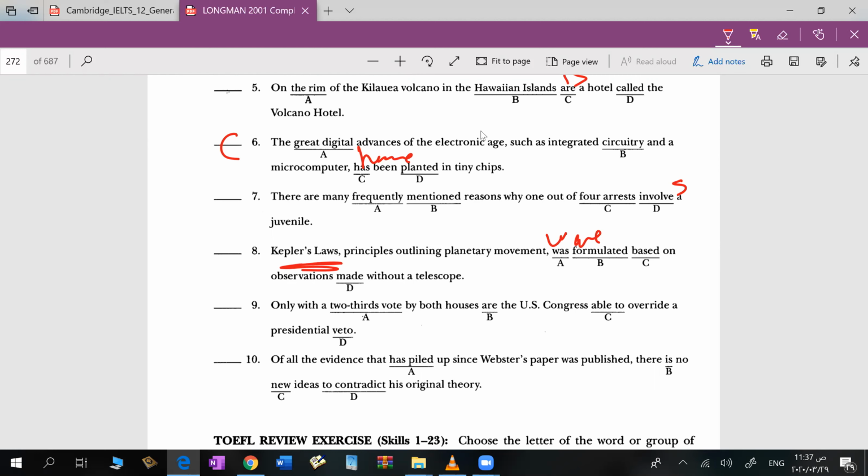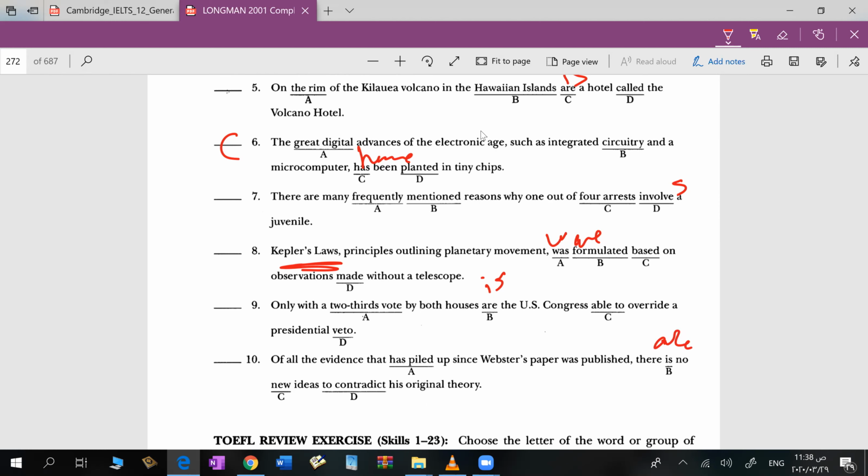Only with a 2/3 vote by both houses are the U.S. Congress able. B. Is the U.S. Congress, and this is again inversion. Okay, inversion. Good. Of all the evidence that has piled up, there is no new ideas. I think B. There are. Thank you very much. Are, okay.